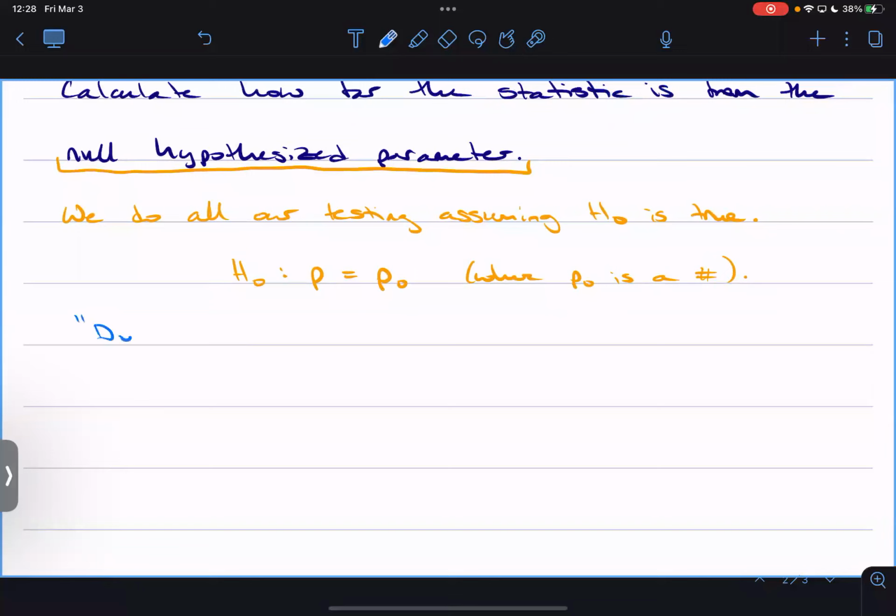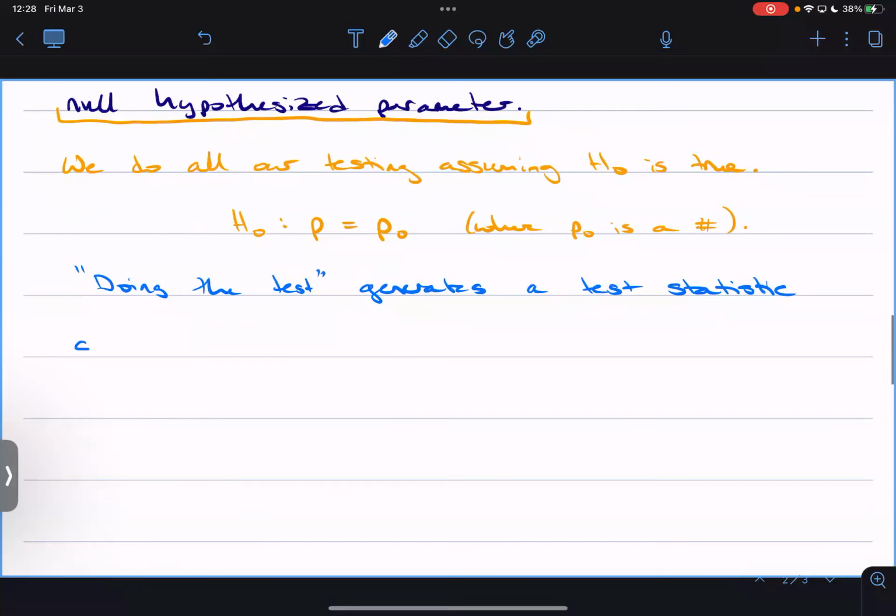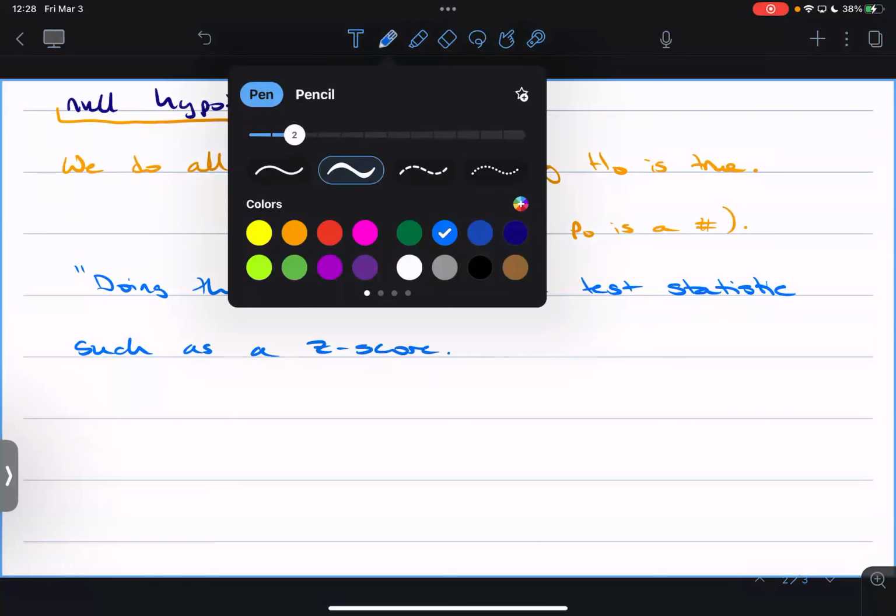So I'll say doing the test generates a test statistic, such as a z-score, right? If I want to know how far p hat is from p0, what can I do? Okay, well, for one sample proportion, Z.